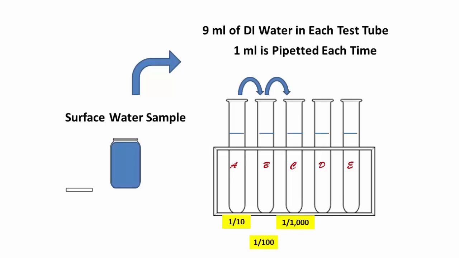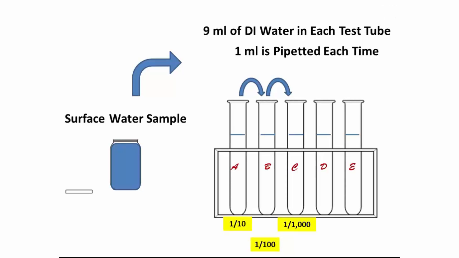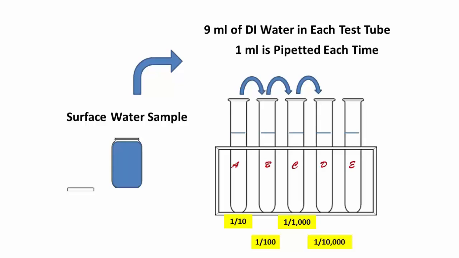From this second test tube, we will take 1 milliliter of the diluted sample and add it to an additional test tube containing 9 milliliters of deionized water. The result will be a 1 in 1,000 dilution. From this third test tube, we will take 1 milliliter of diluted sample and add it to an additional test tube containing 9 milliliters of deionized water. This will result in a 1 in 10,000 dilution.